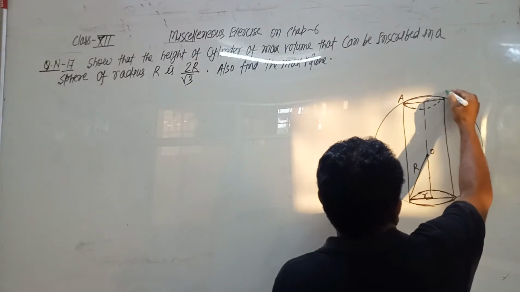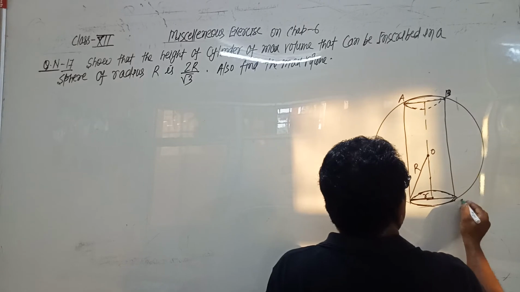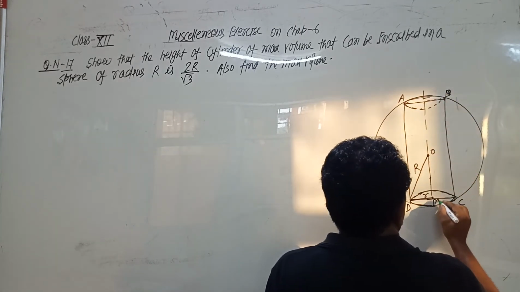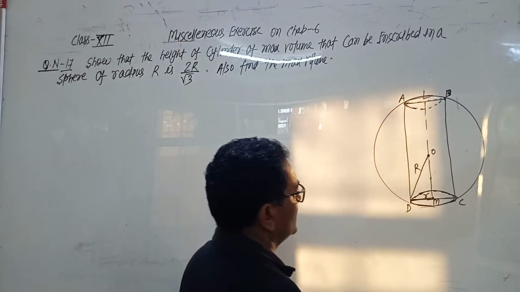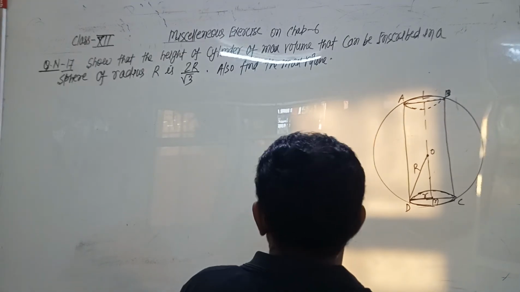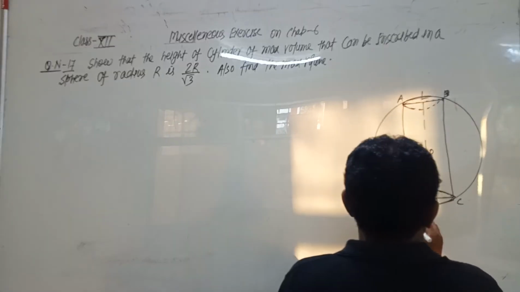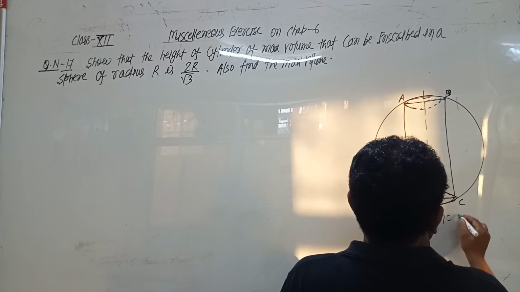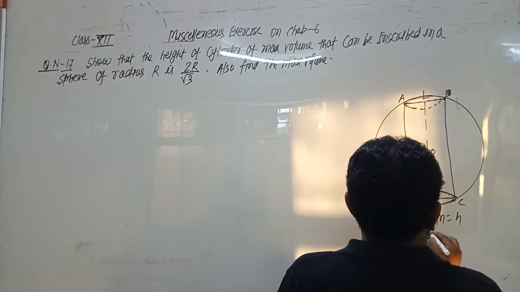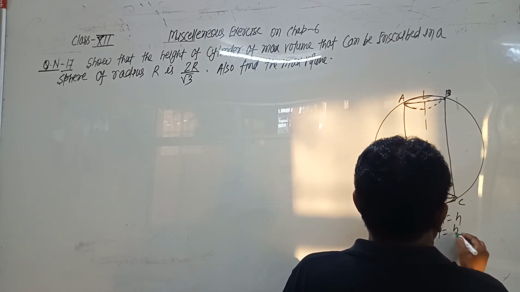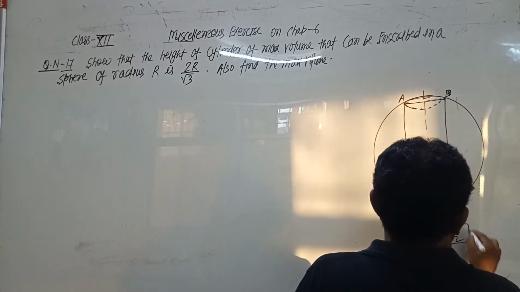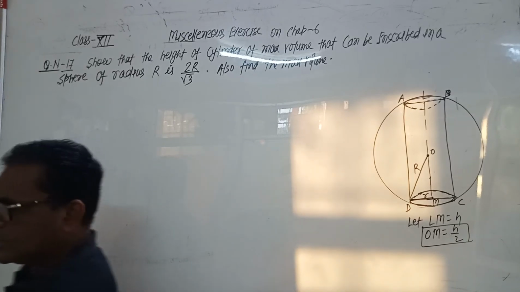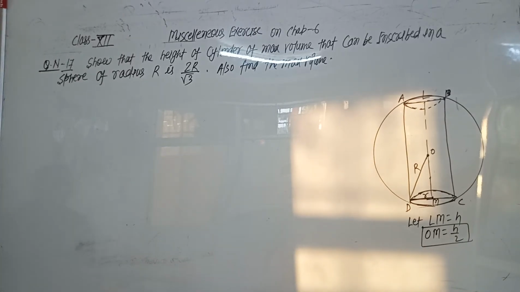Name the points A, B, C, D, point L and point M. The total height of the cylinder: let the height of the cylinder LN equal h. Then OM must be equal to h by 2, half of the height of the cylinder.